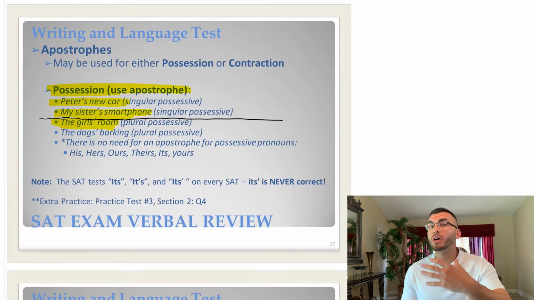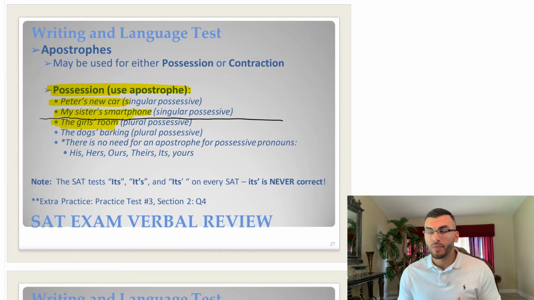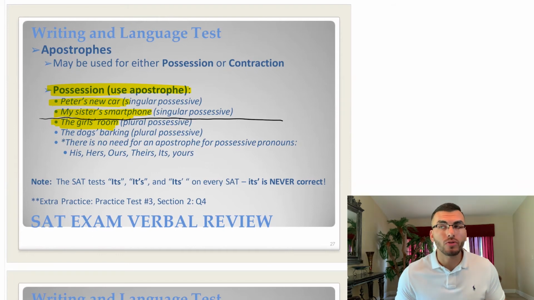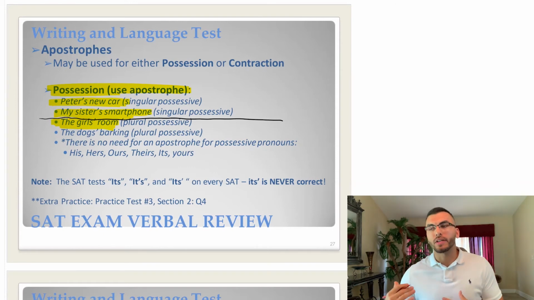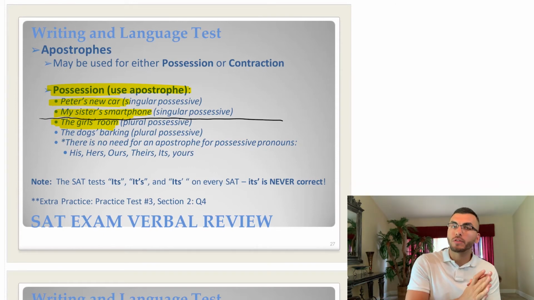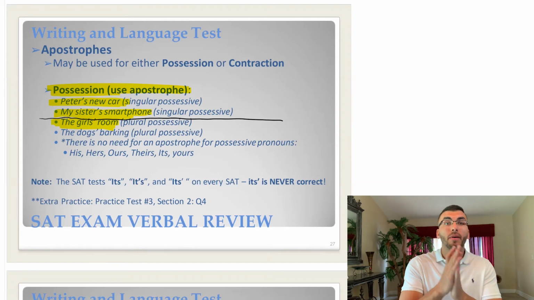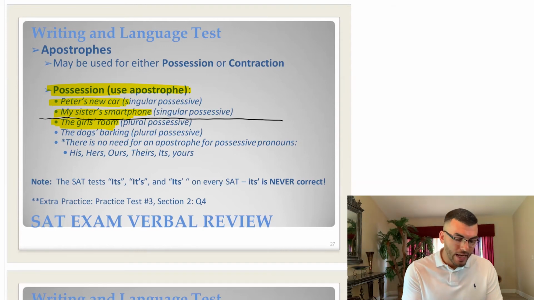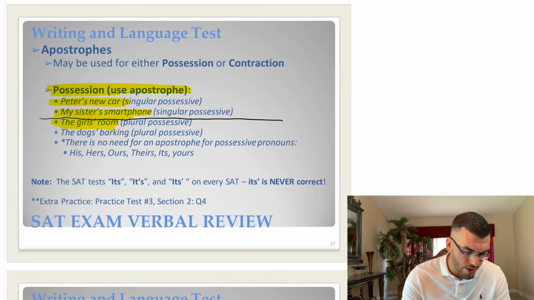Who did the room belong to? The girls. Well, if the girls are plural, if the noun is plural, then it's S apostrophe. So singular, the apostrophe goes before the S. Plural, the apostrophe goes after the S, and it's clearly demonstrated on the examples right here.